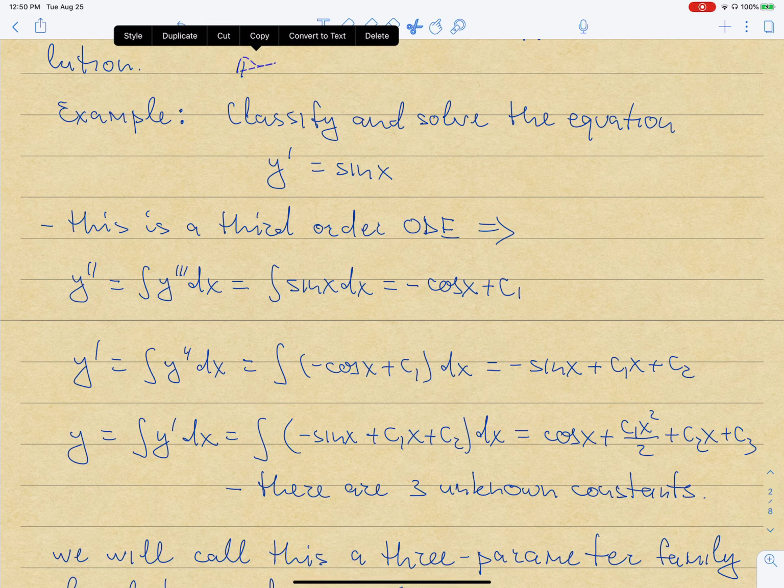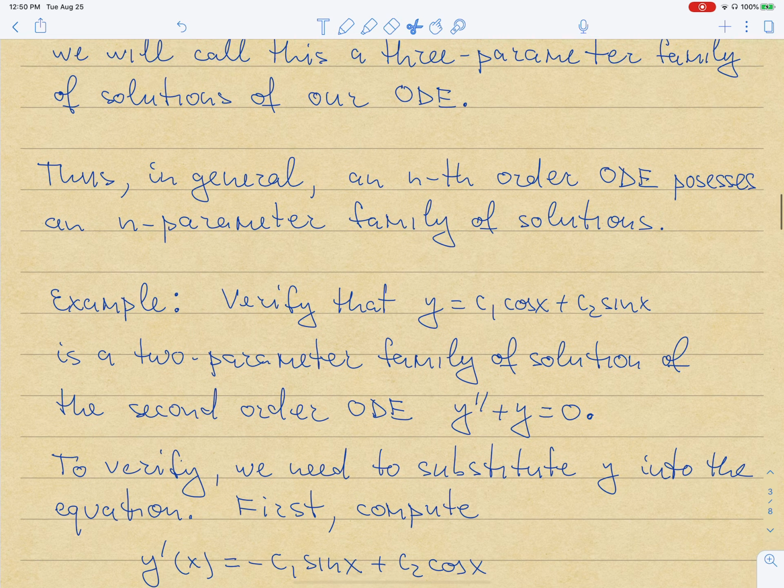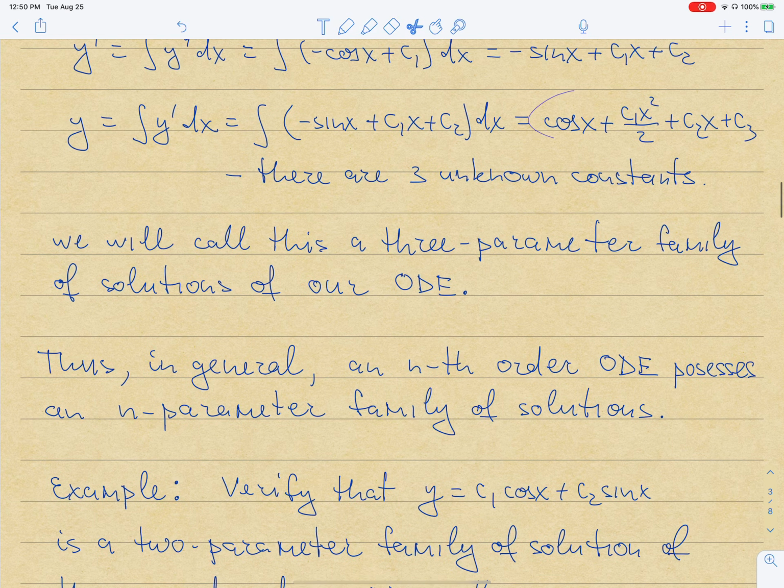And this third order equation has a solution which depends on 3 unknown constants. We're going to call a solution like that a 3-parameter family of solutions, right? Why is it a family of solutions? Because this expression encodes not one solution, but infinitely many. I can prescribe any set of values for C1, C2, C3, and no matter what the values of these constants are, the result is a solution.